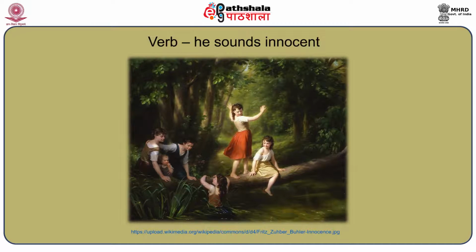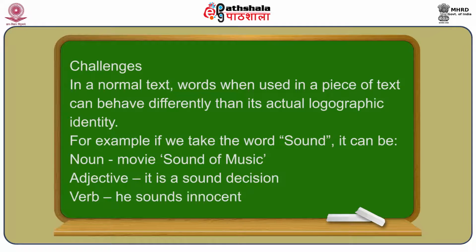So it appears that this particular word in one sentence is behaving like a noun, in another sentence it is behaving like an adjective, in the third sentence it is behaving like a verb. So we say that it is a noun, an adjective or a verb. But if I ask how you know it is behaving like a noun, then it is very difficult to explore or to answer.